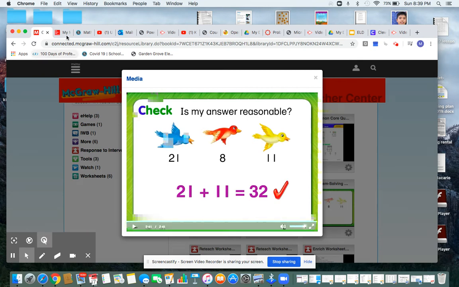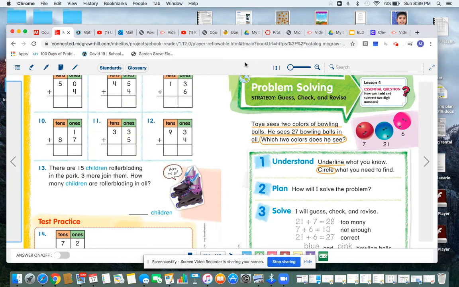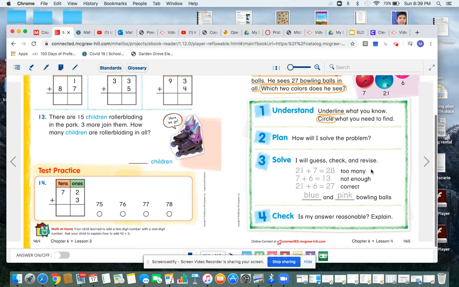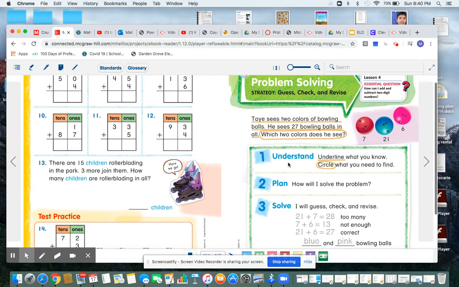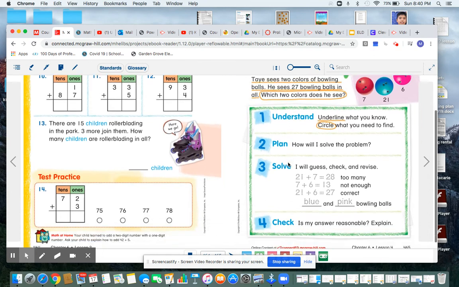All right, boys and girls, you're going to go ahead and open your book to page 465. We're going to do lesson 4 from chapter 6. We're going to use problem-solving strategies to help us solve problems. So it's really important that we always underline the important information given to us, circle the important word, and then circle the question. So this is the strategy that we're going to use in this lesson.